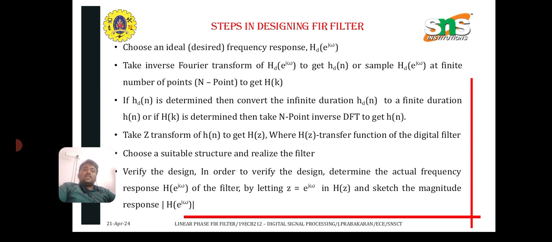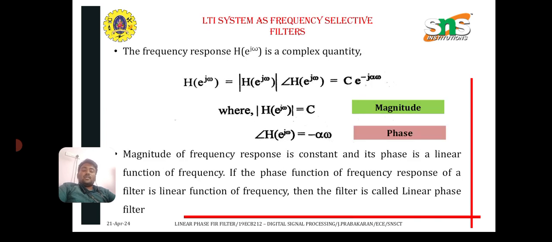These are all the steps in designing an FIR filter. The frequency response H of e power j omega is a complex quantity. We can write H of e power j omega in terms of the magnitude response as well as the phase response. The magnitude of the frequency response is constant and the phase is a linear function of frequency. If the phase function of the frequency response of a filter is a linear function of frequency, then the filter is called a linear phase FIR filter.